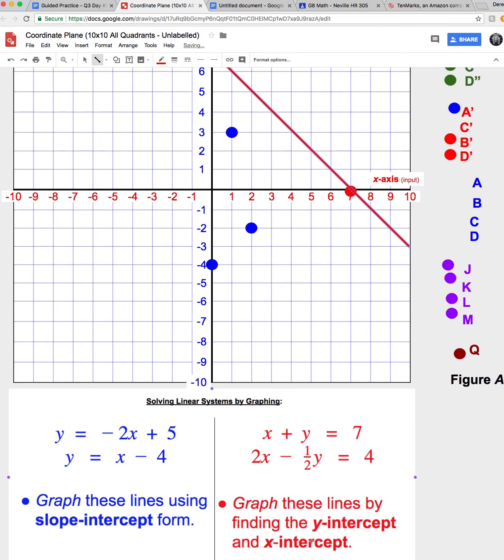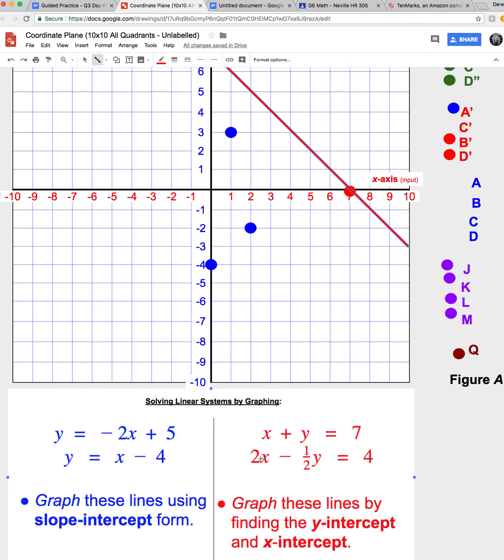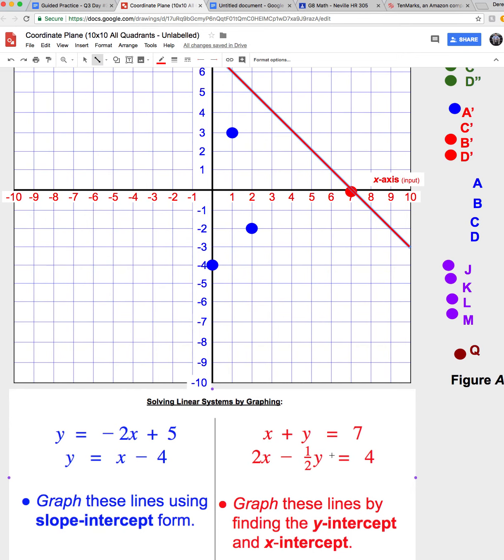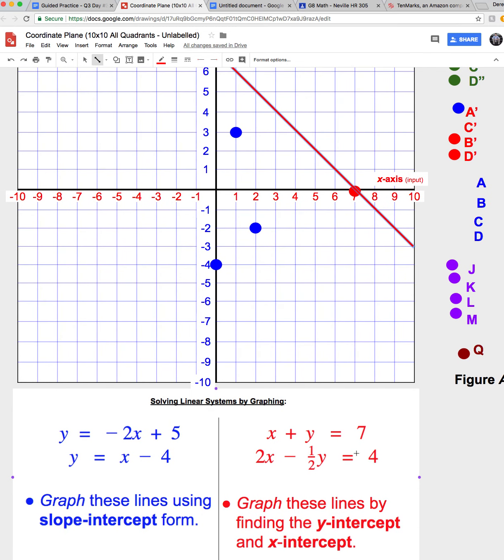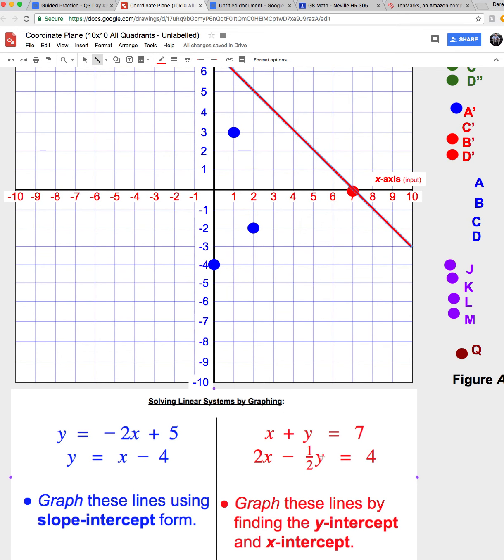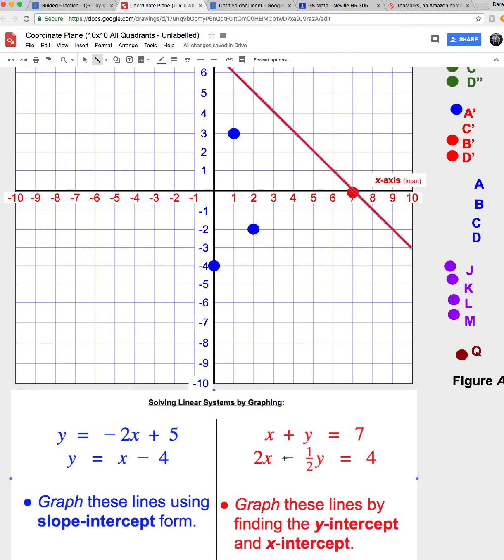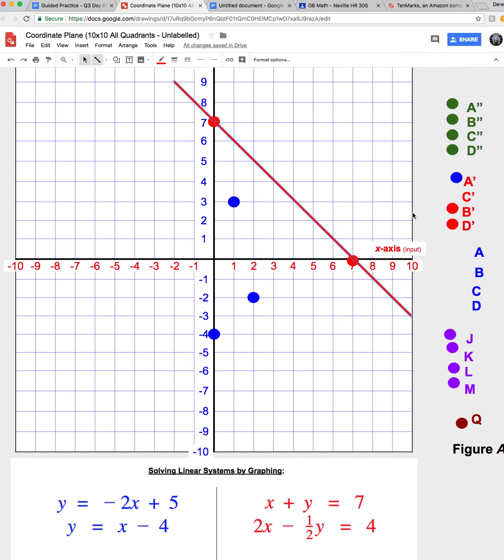We would need to do the same thing for the second equation. To get the y-intercept, we're going to turn x into 0, which would eliminate the entire 2x term. And I know half of 8 is 4, and a negative times a negative would leave a positive. So I know if I make x 0, y is going to have to be negative 8, because half of 8 is 4 and a negative times a negative is a positive. So if x is 0, y has to be negative 8 for that second equation.